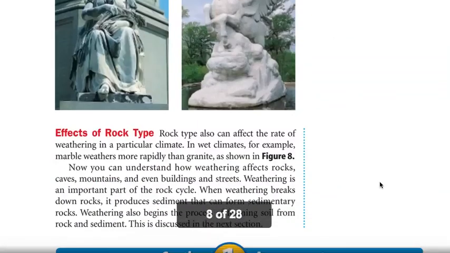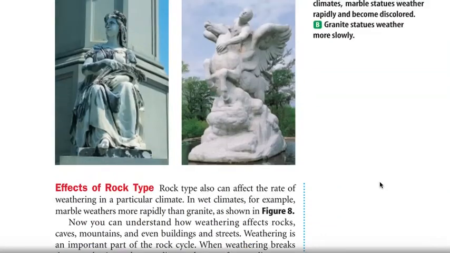Wrapping this up, effects of rock type. Yes, depending on the rock, depends on the weathering. Rock type also can affect the rate of weathering in a particular climate, which is the pattern of weather over time. In wet climates, for example, marble weathers more rapidly than granite, as shown in Figure 8. This would be the marble over here. This is the marble. This is the granite.